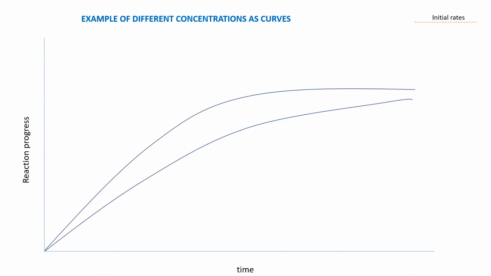So if we look at some examples of different concentrations on curves, we see that a higher concentration has a much steeper initial gradient and reaches the same point on a reaction progress graph faster than a lower concentration curve would, although the lower concentration curve is heading to the same point as the higher concentration one.